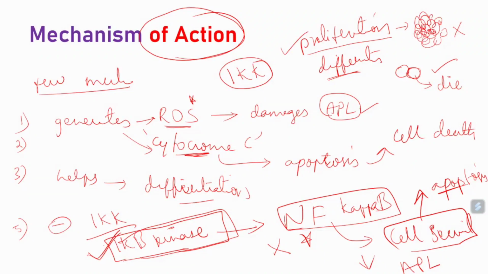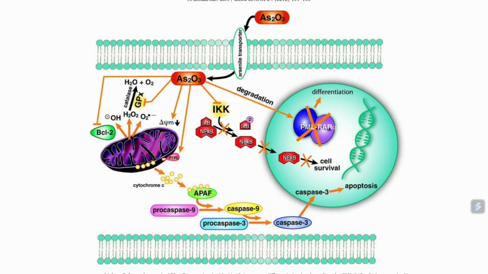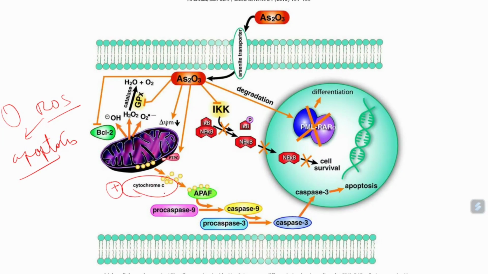So I'll try to make it very easy for you. See, as I told, the first mechanism, it helps in production of reactive oxygen species, right? This reactive oxygen species will directly cause apoptosis. Number one, first mechanism. Number two, it promotes cytochrome C. It helps in production of cytochrome C. What does cytochrome C do?